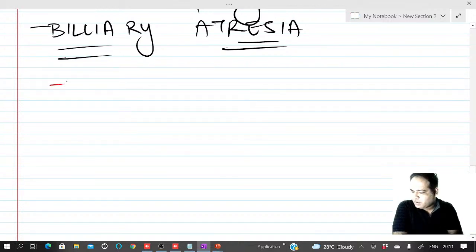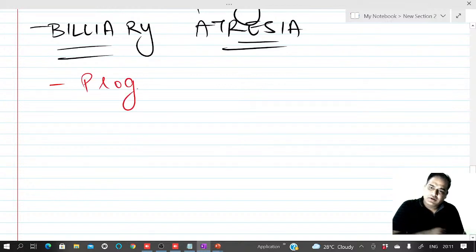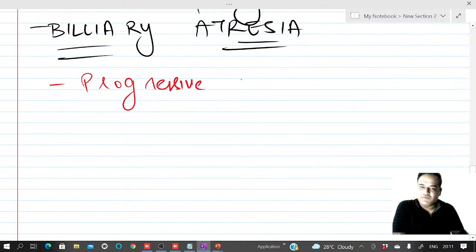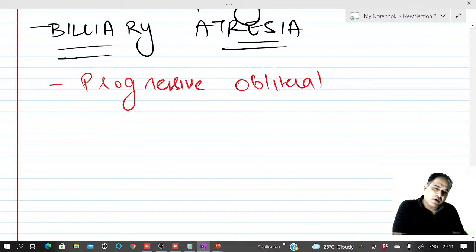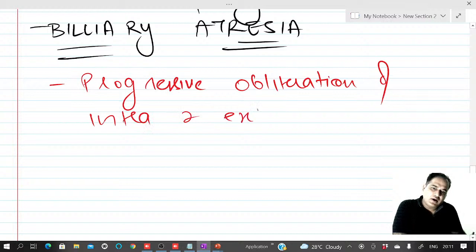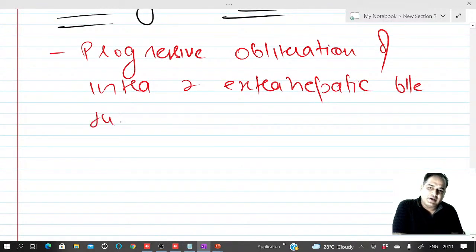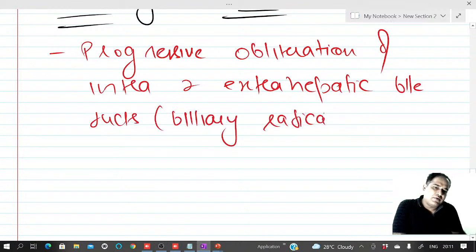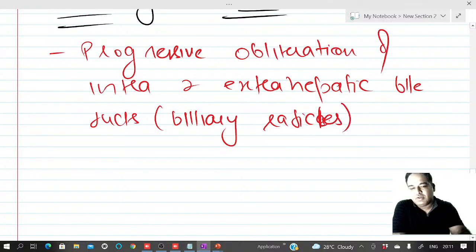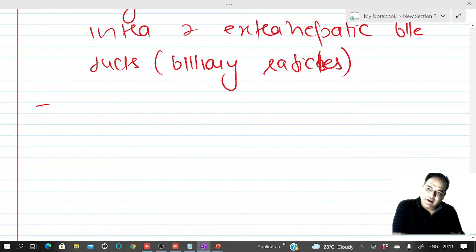But some extra details, here or there, are not of much harm to you. So there is progressive obliteration of both intra and extrahepatic bile ducts. Technically, even the biliary radicals, that means the small bile ducts, are also affected.